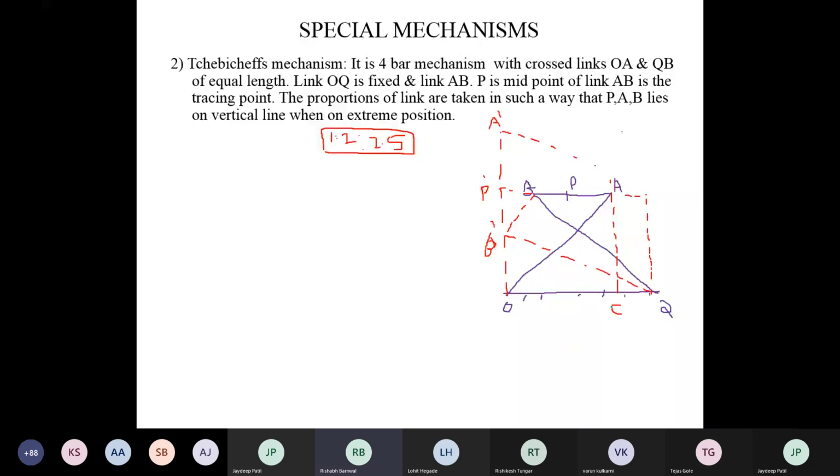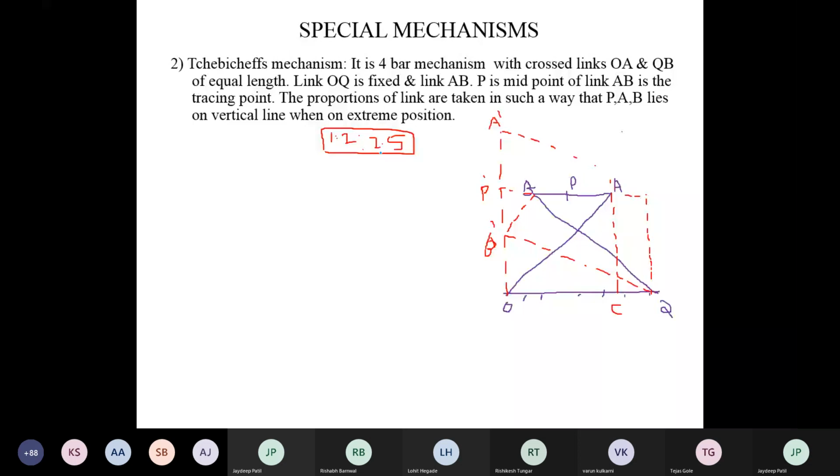See the ratio 1 to 2 to 2.5 of the links in the given mechanism. Suppose one link is 1 centimeter, one of the links is 2 centimeters, one of the links is 2.5 centimeters, like this. When you make this mechanism for many projects, you have to follow this ratio. Suppose I took one link as 10 centimeters. Now one of the links is 20 centimeters, one of the links is 25 centimeters, like this. And one link is fixed, meaning at O and Q you have to fix it.